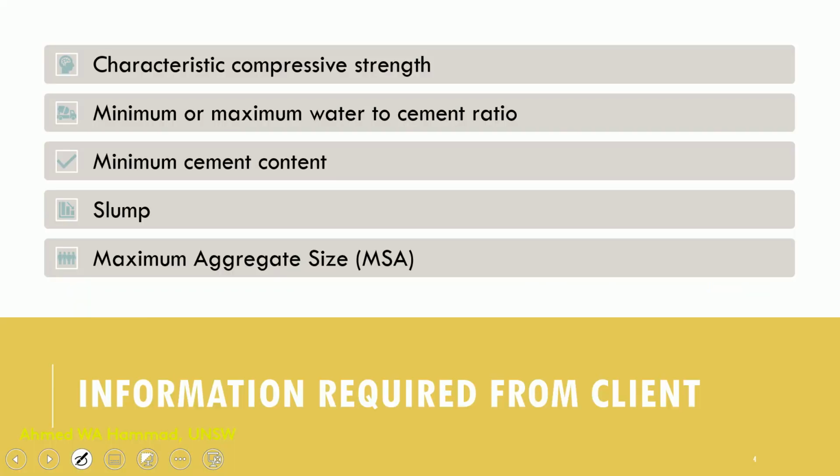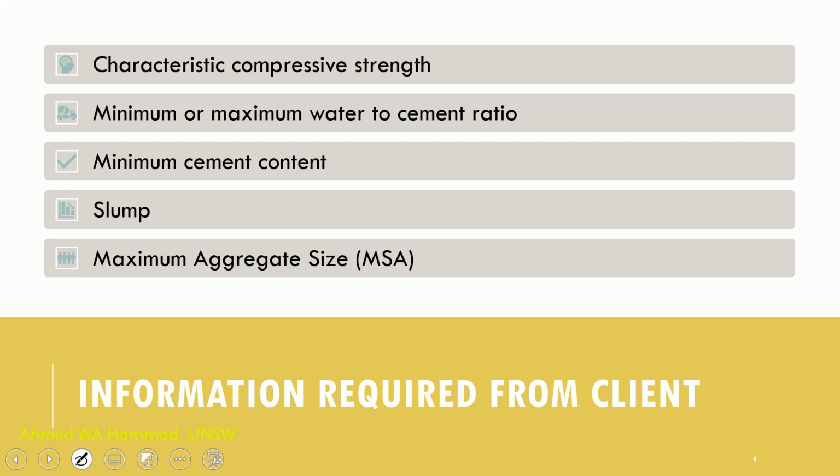Before you begin the process, you need a number of inputs from your client. And the inputs are what you can see on the screen in front of you. So number 1, you need the characteristic compressive strength of the concrete mix. Number 2, you need the minimum or maximum water to cement ratio. Number 3, you need the minimum cement content.